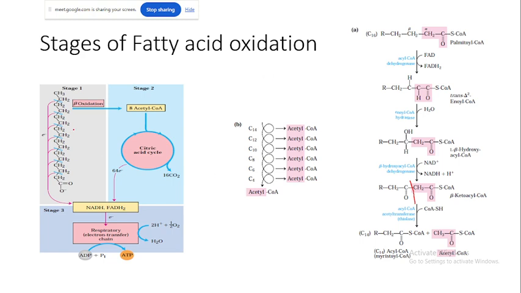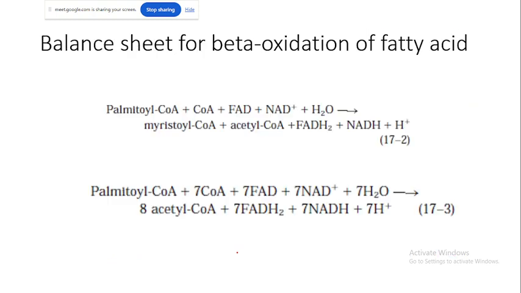Here you can see a summary. After full oxidation, it will make 8 molecules of acetyl CoA that will enter into the TCA cycle to make 16 molecules of CO2, right, and 64 molecules of electrons in the form of NADH and FADH2, which can transfer the electrons to the electron transport chain to make ATP. So that's how fatty acid beta oxidation will produce acetyl CoA that can produce CO2 and ATP. So these are the stages of fatty acid oxidation.